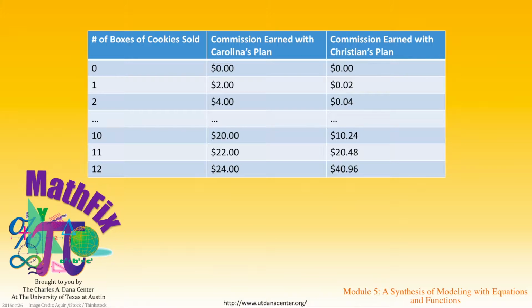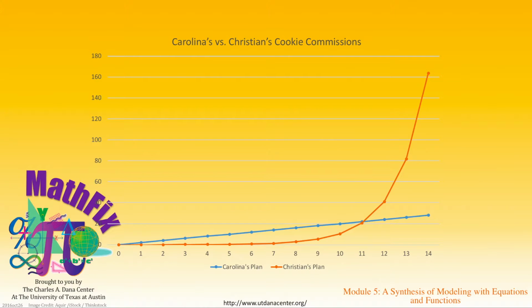There are many ways students can go about this. One way is to simply keep extending the table. In this case, they do not have to go that far to find out that at 12 boxes of cookies sold, the commission paid with Christian's plan is much greater than that paid with Carolina's, $40.96 compared to $24. Kind of unbelievable, given that it starts out with just 2 cents. Some other ways they might go about this are to use graphs or equations.